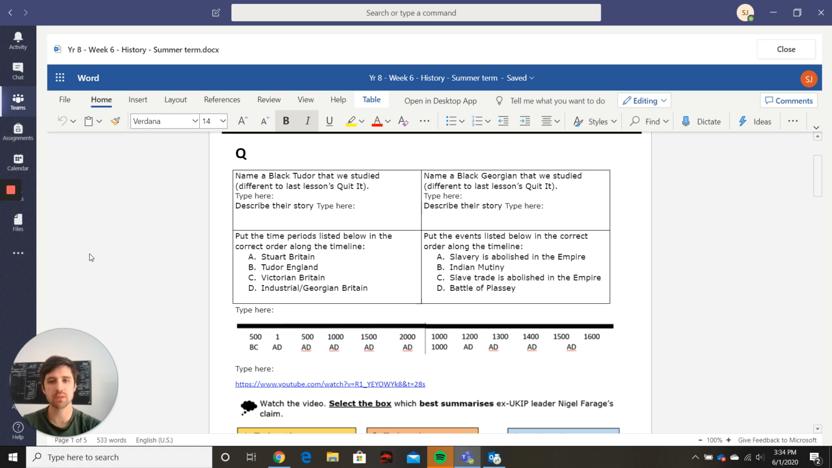And then putting those timelines or time periods in order. The earliest on there is Tudor England. Tudor England was from 1485 with the Battle of Bosworth until 1603 when Elizabeth I died. Next, you should have Stuart Britain. The Stuarts ruled Britain from 1603 until roughly 1714 when the first of the Georgian kings, called George, arrived from Germany.